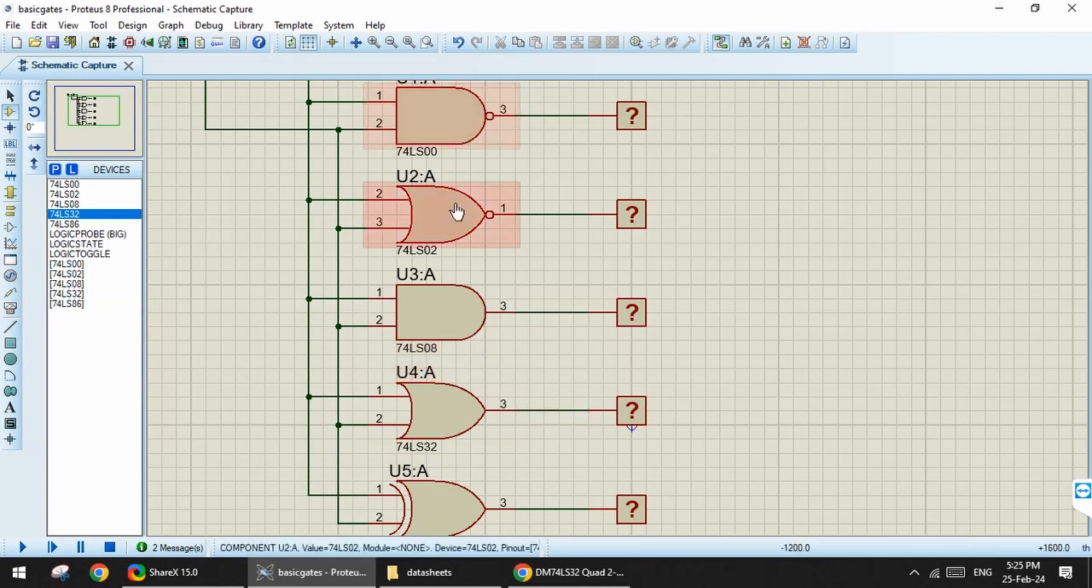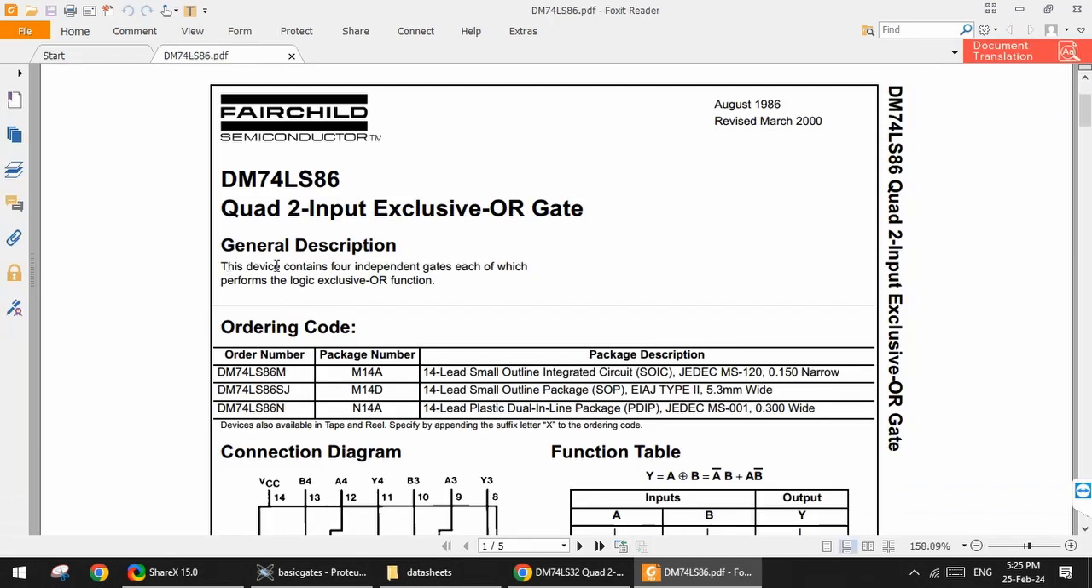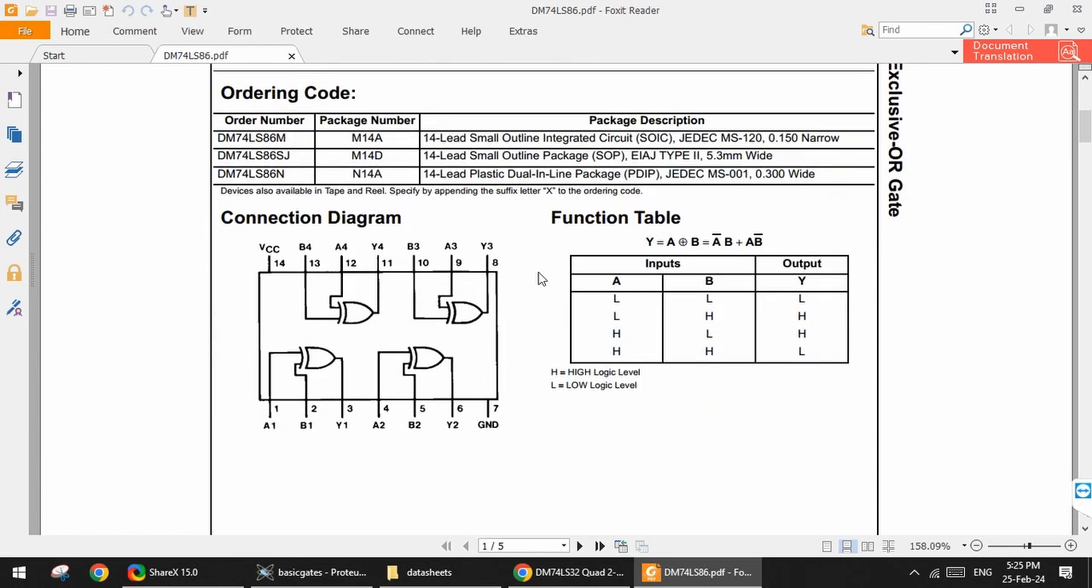I have downloaded the datasheets for all of these gates. Let's go through them and see what information we can find. Let's open DM74LS86. Again, you can see the description. The device contains 4 independent gates, each of which performs the logic exclusive OR function, and this is available in a lot of packages. This is the connection diagram.